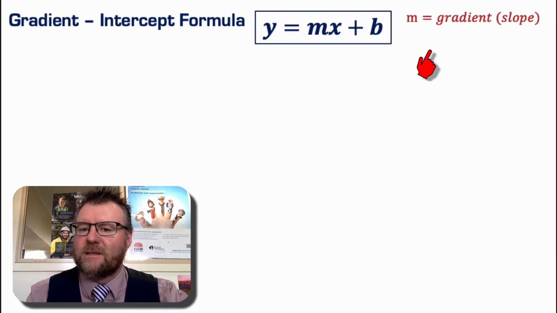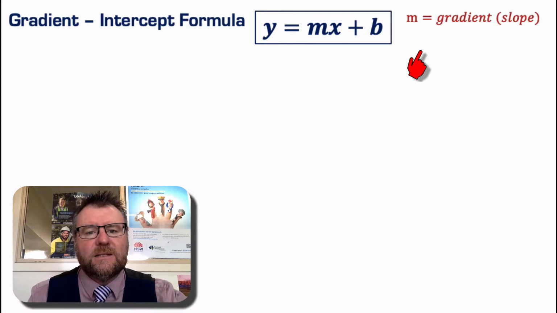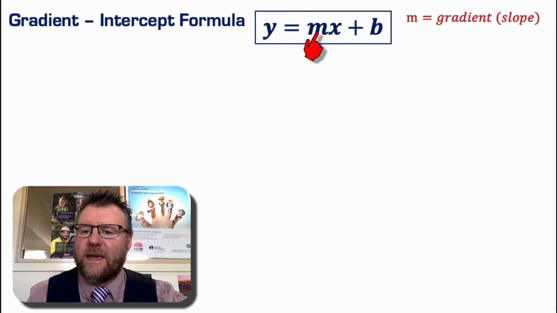Well, m is the gradient. Every straight line will have a slope. It'll have a steepness. That's what the gradient is. It's a measure of how steep the line is. It's always the coefficient of x, the number in front of the x.